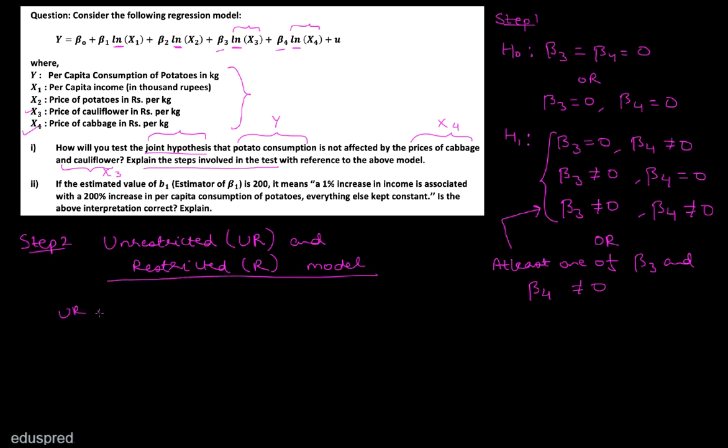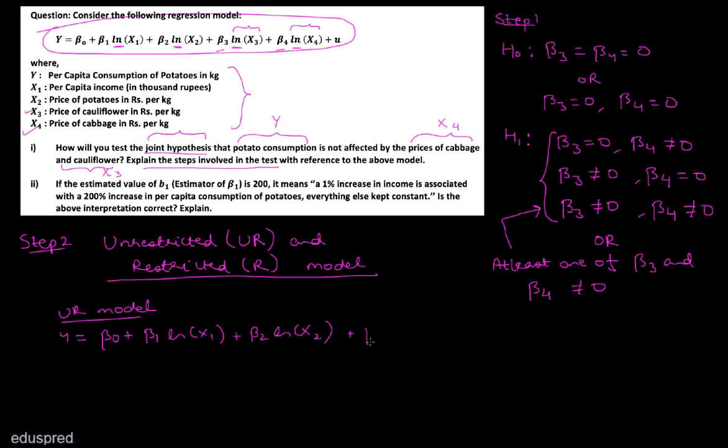So the UR model. Well, the unrestricted model is the model that's originally given to you in the equation. So basically this is your unrestricted model. So you can write that same model here. So y is equal to beta 0 plus beta 1 log of x1 plus beta 2 log of x2 plus beta 3 log of x3 plus beta 4 log of x4 plus u. Okay, so this is your unrestricted model.